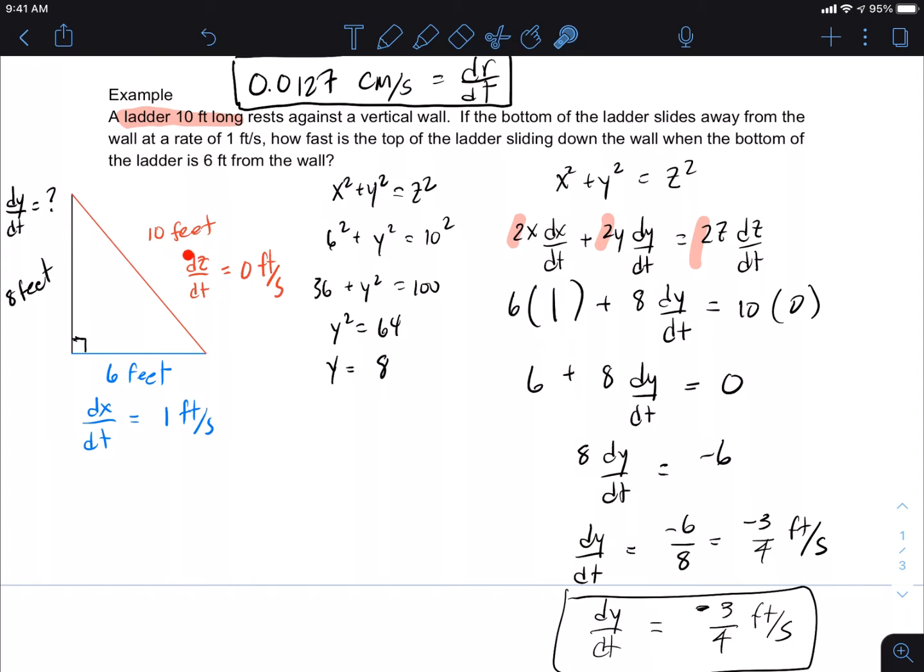Now the ladder is a fixed length. So this red line stays at 10 feet. As the ladder moves and comes down and moves out, the ladder itself is still 10 feet long. Correct. So the rate of change of the length of the ladder, since there is no change to its length, has to be 0.